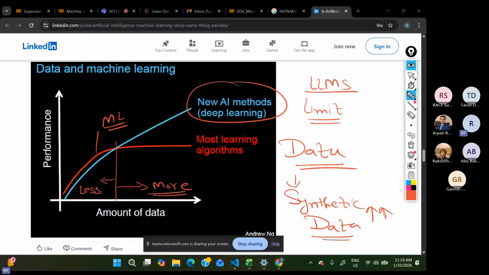Any examples of synthetic data, from anyone? Yep. So you're doing the simulation, you're creating that data.